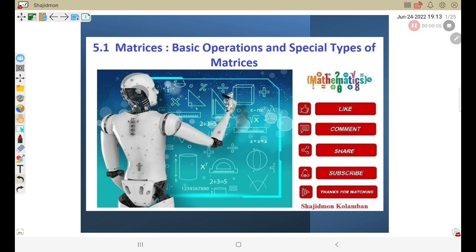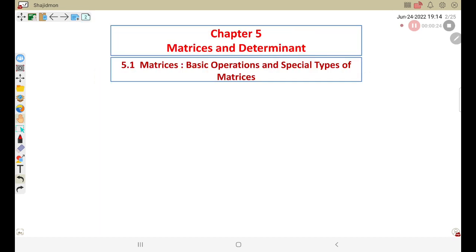Today we are discussing chapter 5, first section 5.1, matrices, basic operations and special types of matrices. This is a topic from the course Mathematics for IT. So let's start the topic, section number 5.1 from chapter 5, Matrices and Determinants.